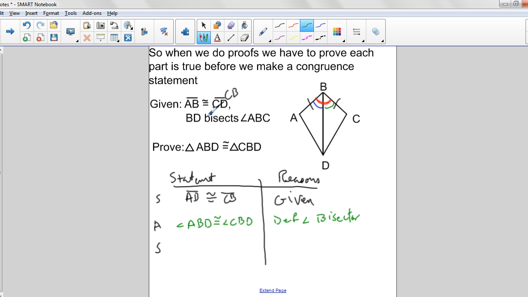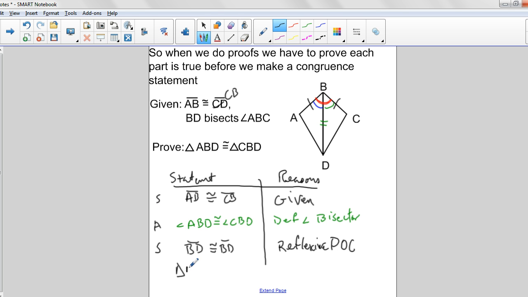Similar idea. So we've done two of them, side, angle, and if you recall, this angle has to be included, it has to be in the middle. So if it's side angle, then that means this is the other side we're looking for. Okay, so BD is congruent to itself, BD, and just like we did on the other one, that is the reflexive property of congruence.